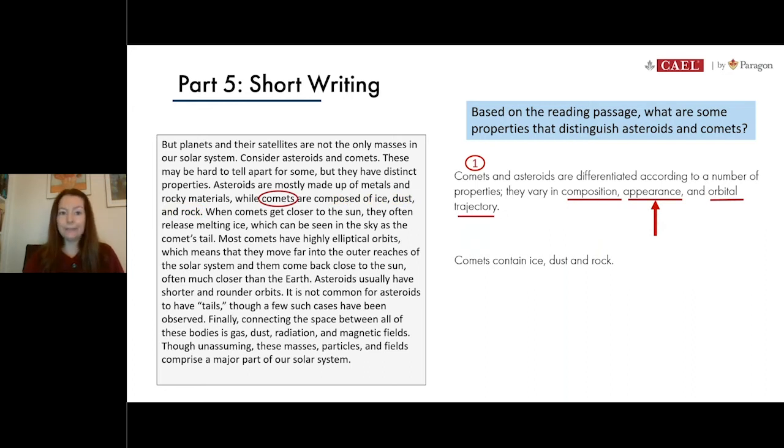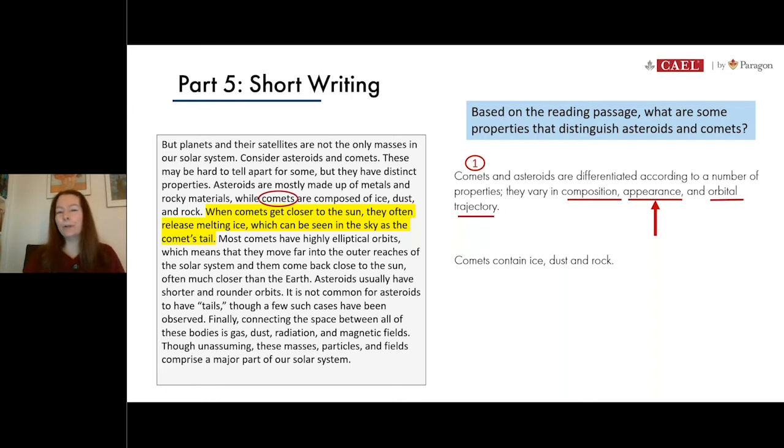Let's move on to the appearance then of the comet. So we go back to the text. Now remember, this was all about the tail. So as I skim read that section in the text there that's highlighted, I see that the ice melts as it gets closer to the sun, and that's what forms the tail that we see in the sky.